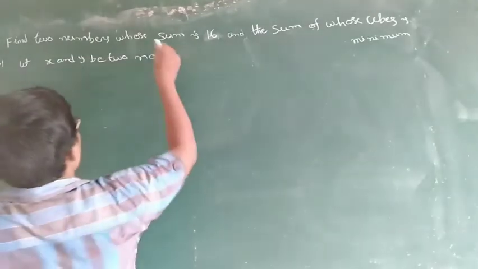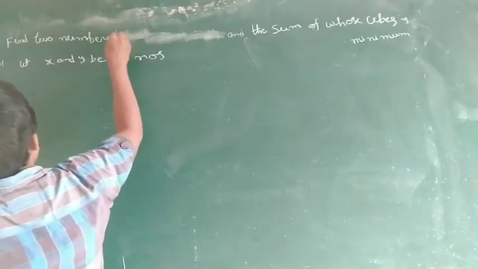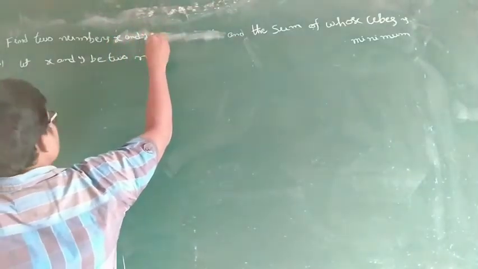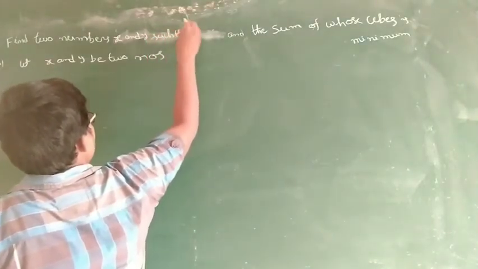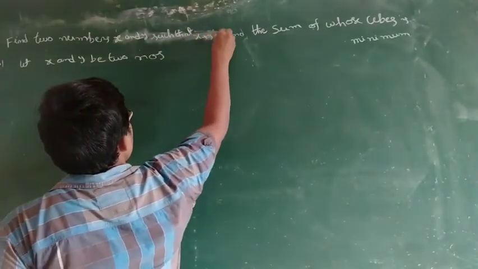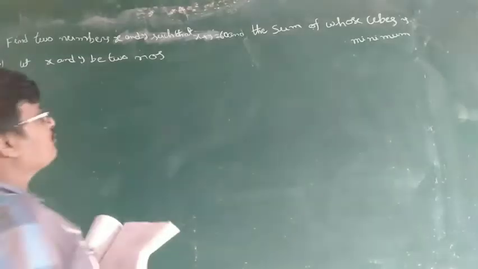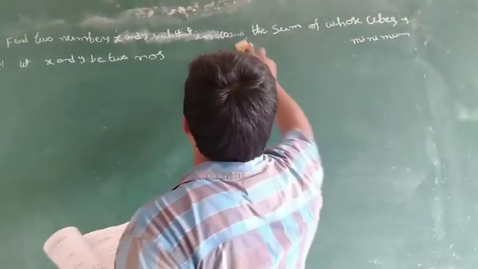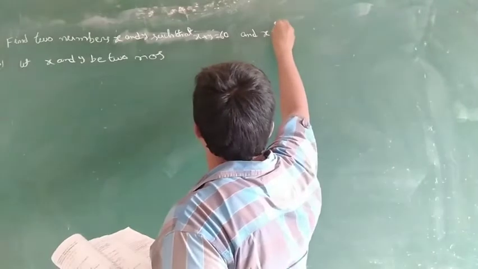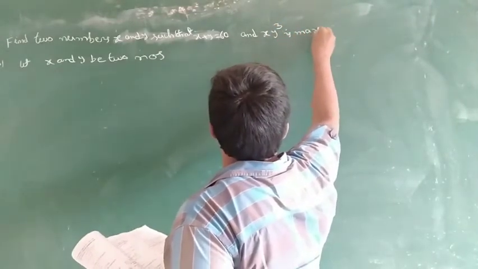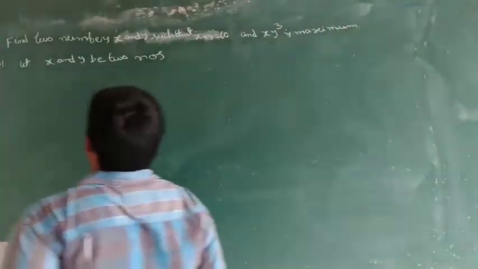Find two positive numbers x and y such that x plus y is equal to 60, and x times y cube is maximum. The conditions are given directly: x plus y is equal to 60, and x into y cube is maximum.